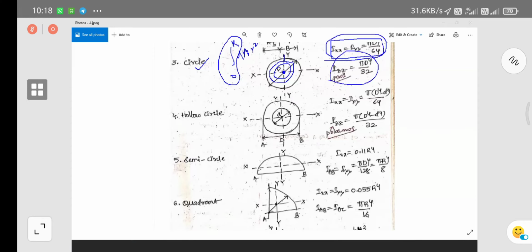These are the central axes, no? About the ZZ axis, we are going to apply the perpendicular axis theorem here. Why?